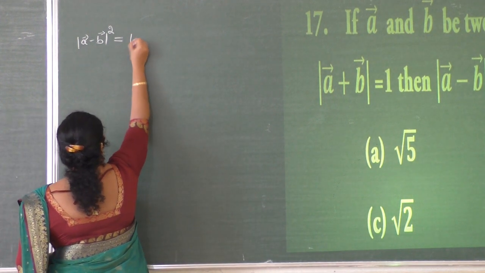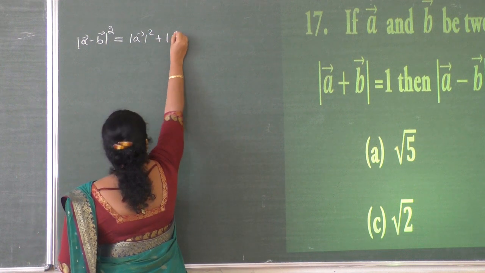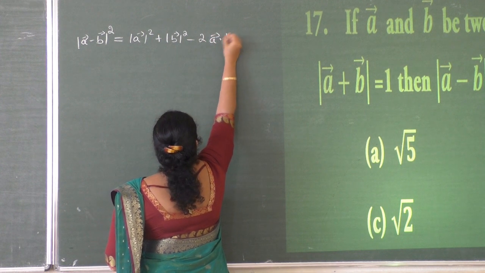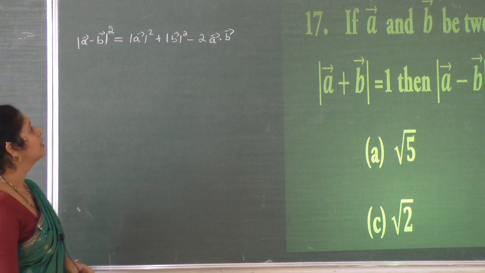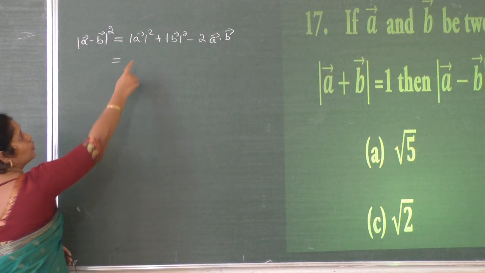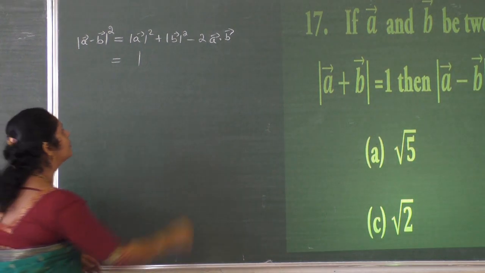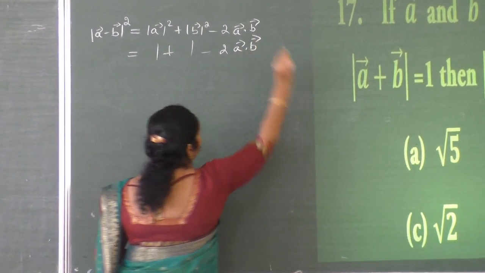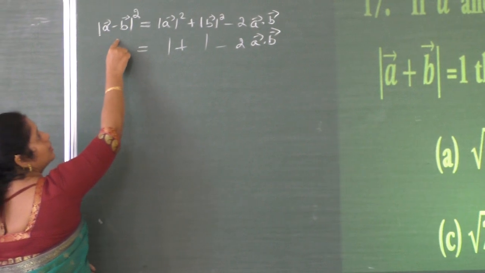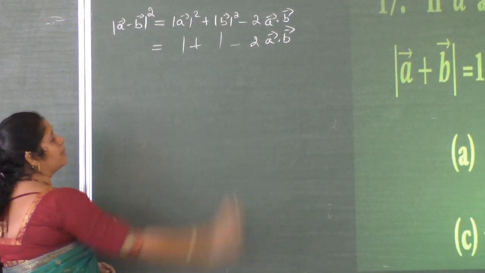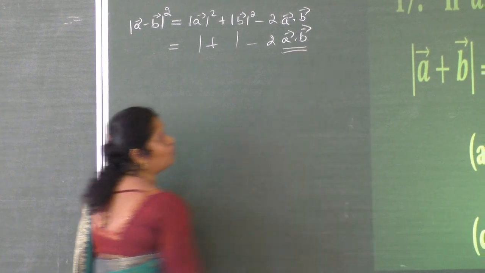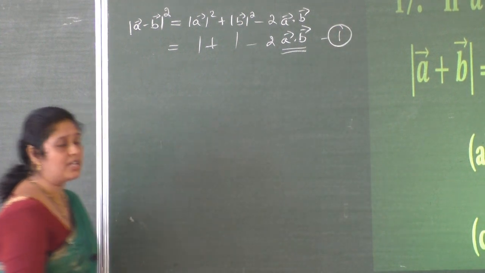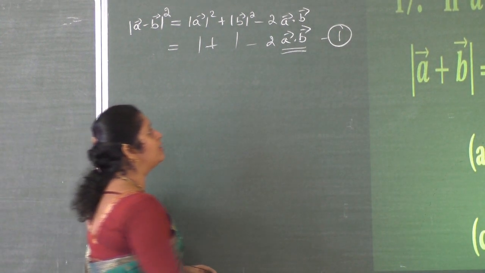The difference square is equal to magnitude of vector A square plus magnitude of vector B square minus 2 times vector A dot vector B. Now in this question magnitude of vector A is 1 because vector A is a unit vector, magnitude of vector B is 1, unit vector, minus 2 times vector A dot vector B. That means if you want to find the magnitude of vector A minus vector B, we have to get the value of vector A dot vector B. I am calling this step S1.